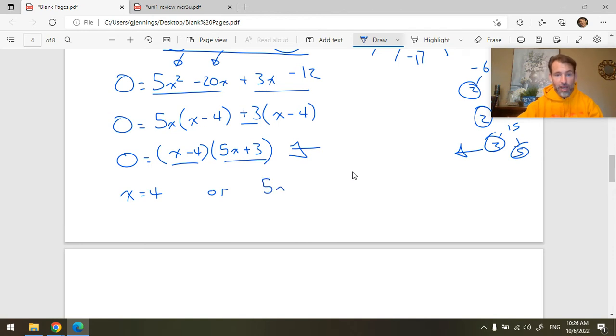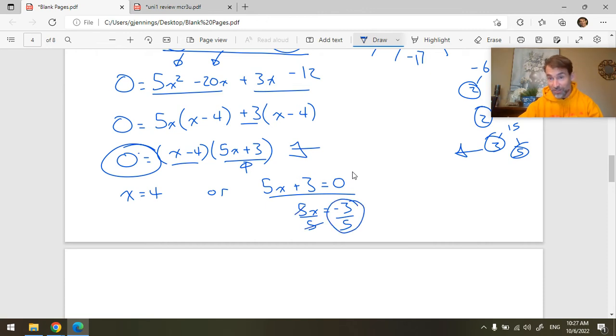We say 5x plus 3 equals 0. If this whole thing equaled 0, then this equation will be true. So let's figure out what value of x makes that work. Subtract 3 from both sides gives 5x equals negative 3, and divide both sides by 5. These cancel. There is your other answer, negative 3/5.